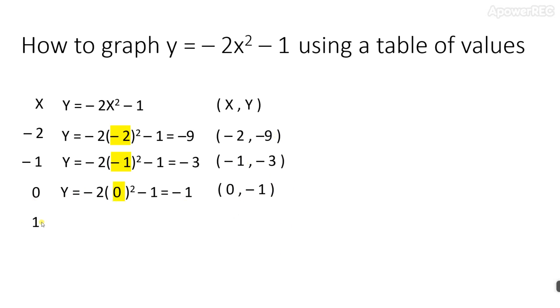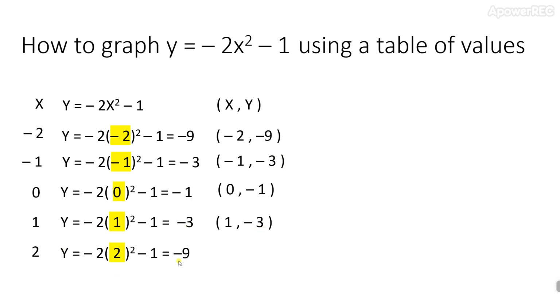So for the next point, x is equal to 1, we substitute that into the equation. With our calculator, we get y equals negative 3, so the point is 1, negative 3. And notice the symmetrical harmony here. And lastly, for x equals 2, we are going to get negative 9. And again, the point is 2, negative 9. And again, we notice a pattern, a symmetry.